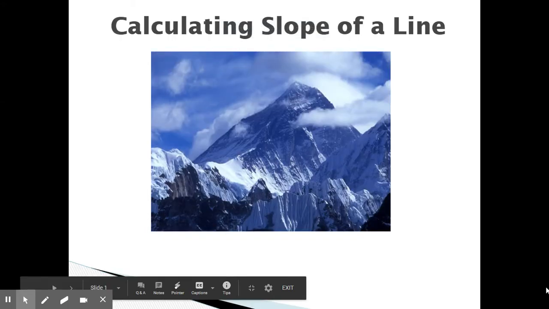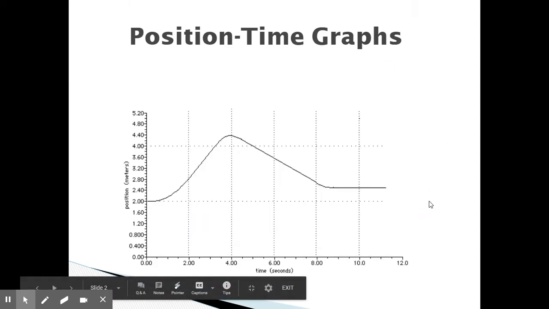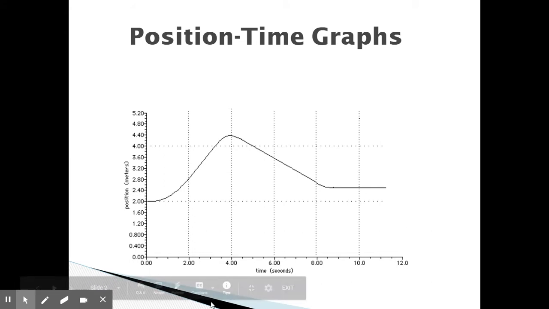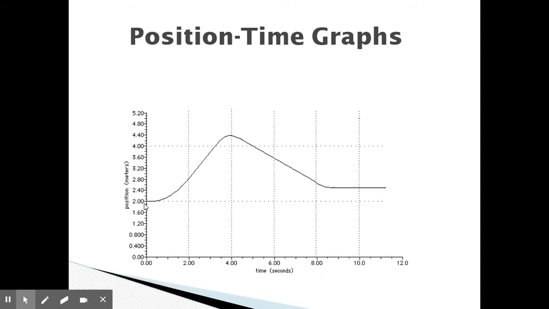Okay, so we're going to talk about the slope of a line and calculating the slope of the line. So we need to talk about, first of all, what exactly is the slope of the line and what does it mean? So we're looking at these position time graphs, which is basically distance time graphs. So we have time on the bottom, and then we have the position or the meters on the y-axis. So this kind of shows us what's going on.